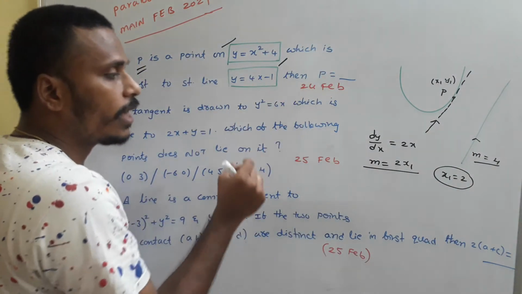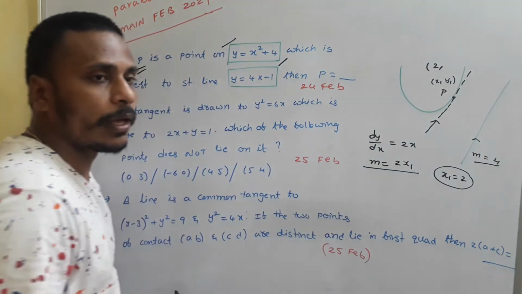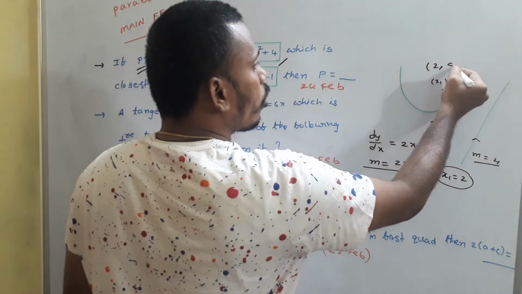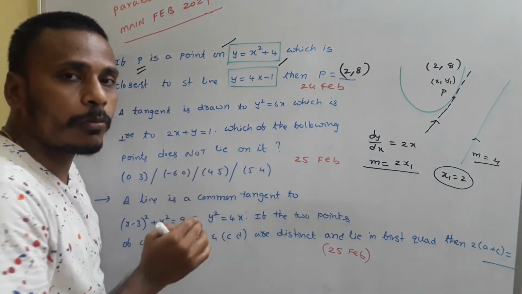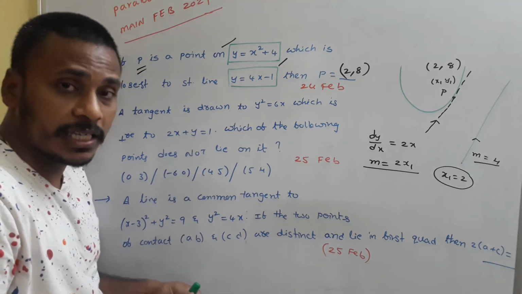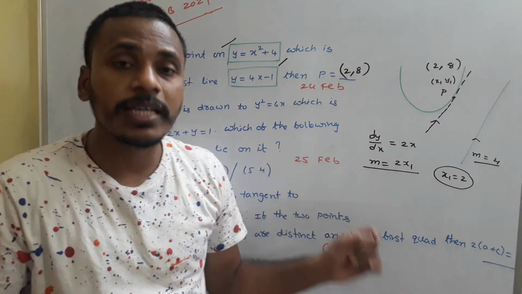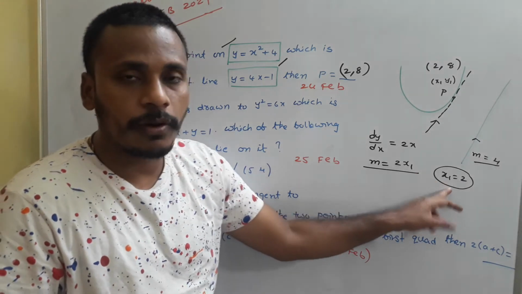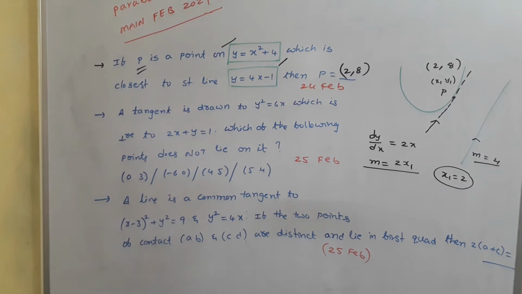Then for point P, the x coordinate is 2. So 2 comma, we need to calculate y. Replace 2 here: 2 square is 4, 4 plus 4 is 8. 2 comma 8 is the point, and there the problem ends. So to solve the problem, the logic behind it is: if a point P on the parabola is nearest to the given line, then the tangent at that point on the parabola is parallel to the given line. Based on that logic, it is easy to calculate the x coordinate and then the y coordinate, and the point is 2 comma 8. Okay, then think about the next problem.